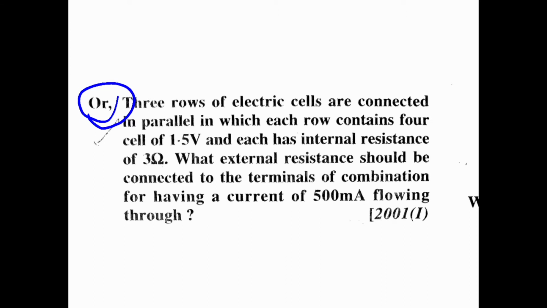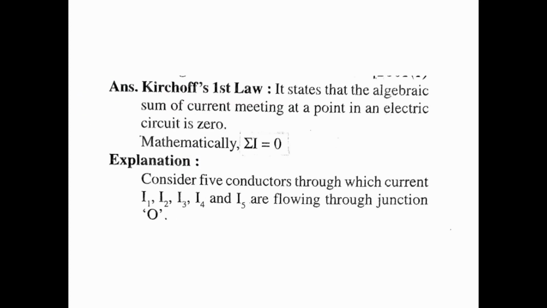Three rows of electric cells are connected in parallel, in which each row contains four cells of 1.5 volt, and each has an internal resistance of 3 ohm. What external resistance should be connected with the terminals of the combination for having a current of 500 milliampere flowing through it? So first we have to do the long question.